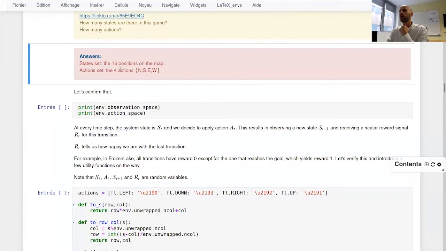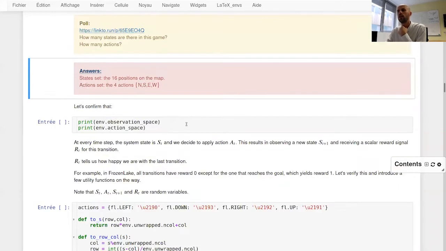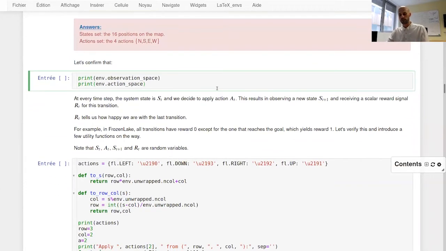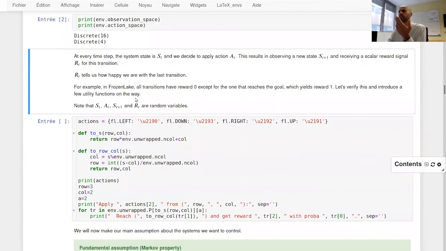Here's my answer. We have 16 positions on the map, so the state of the system to control, which could be confused with the state of the agent, is one of those 16 discrete values, and the number of actions is 4 because we have the 4 navigation actions. We can confirm that by printing the environment's observation space and action space, which are discrete sets of size 16 and 4 respectively.